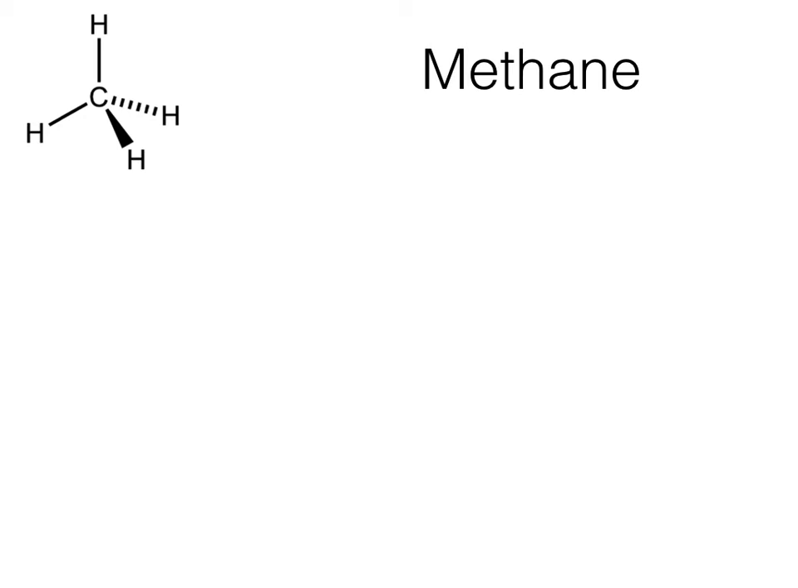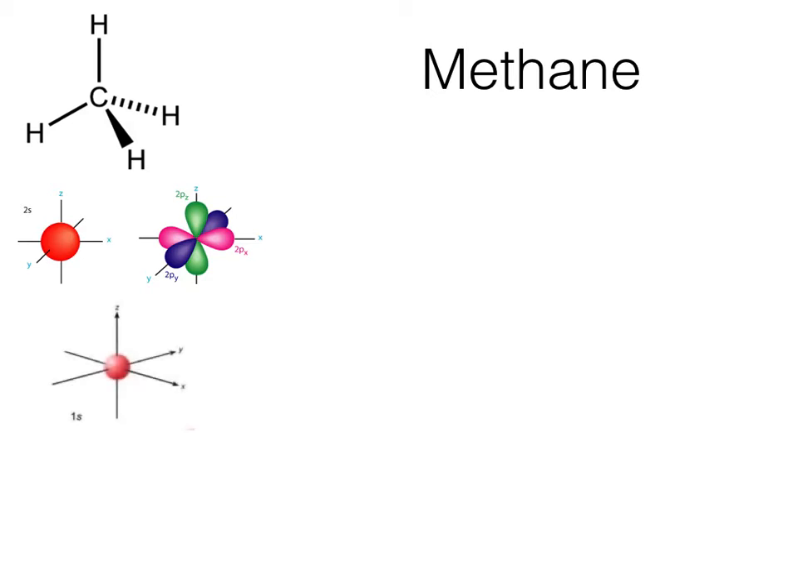Now, let's think about the carbon and hydrogen atoms. First of all, carbon is in the second period on the periodic table. As a result, we know that its valence electrons are in the second shell, and so they will be found in either 2s or 2p suborbitals. Hydrogen, on the other hand, only has one electron, and it will occupy the 1s orbital.